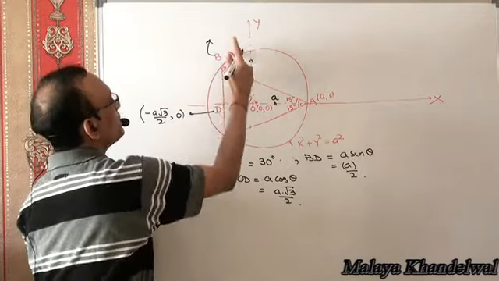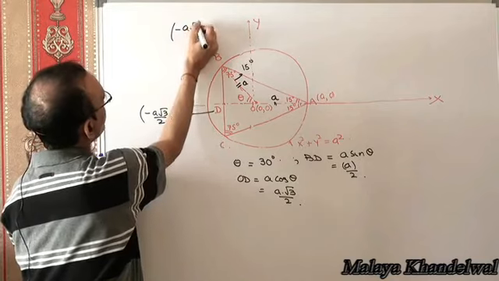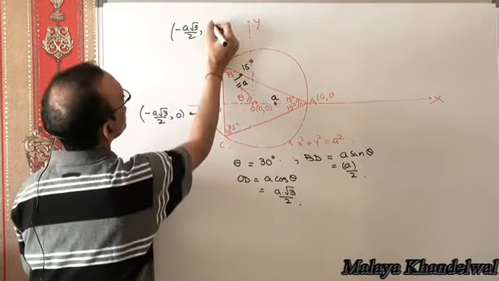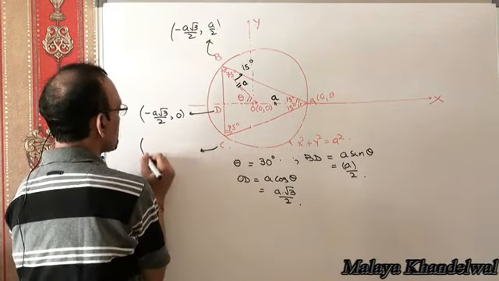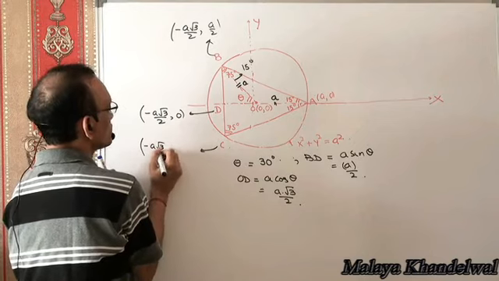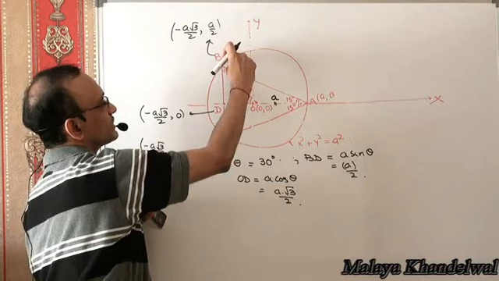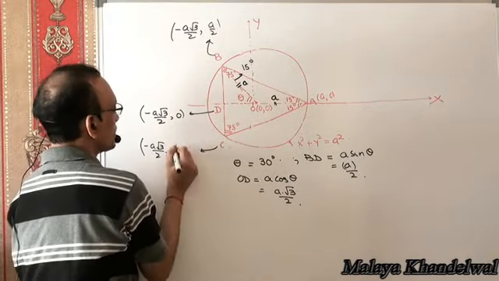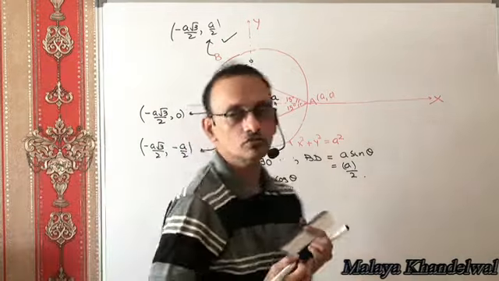So what about B? B and D will have the same x coordinate, minus A root 3 by 2, and the y coordinate would be BD, which is A by 2. And very clearly, C would then have the same x coordinate, minus A root 3 by 2. Its y coordinate would be the negative of the y of this, because this is above the x-axis and this is below the x-axis by an equal amount. So it's going to be minus A by 2. So the coordinates of B and C would be as shown.